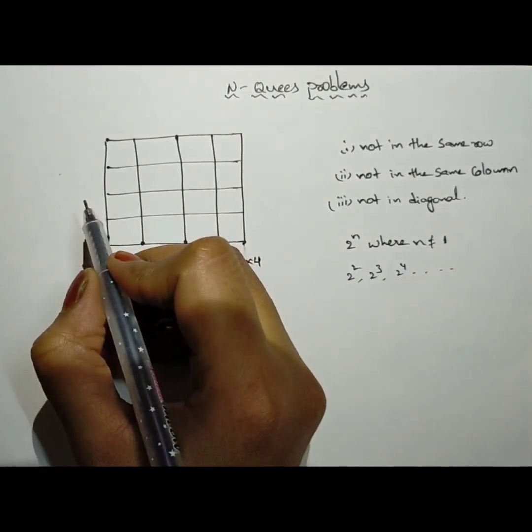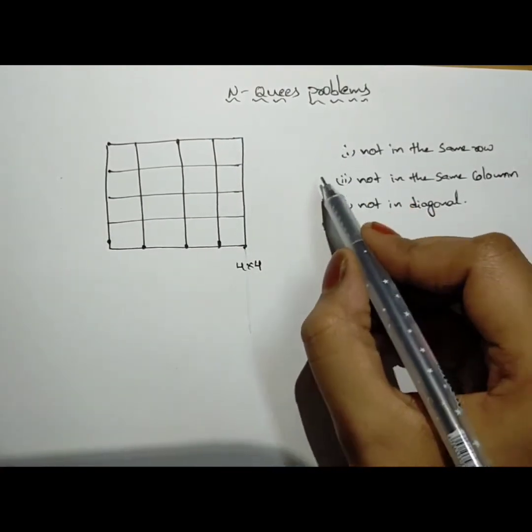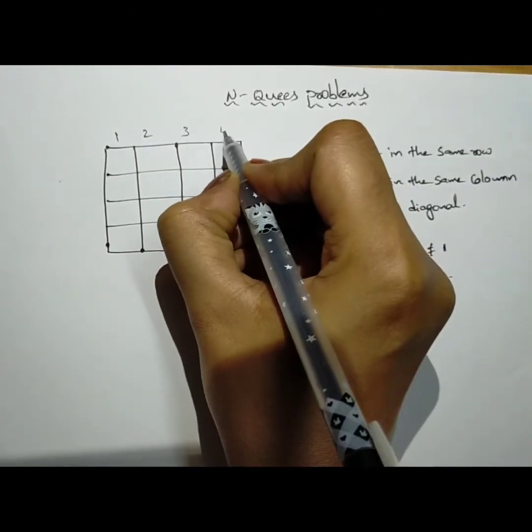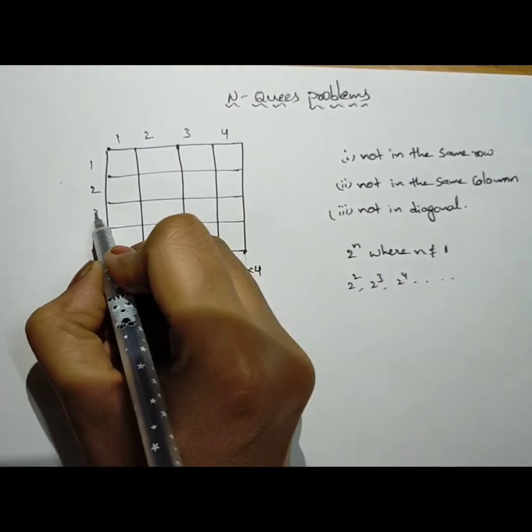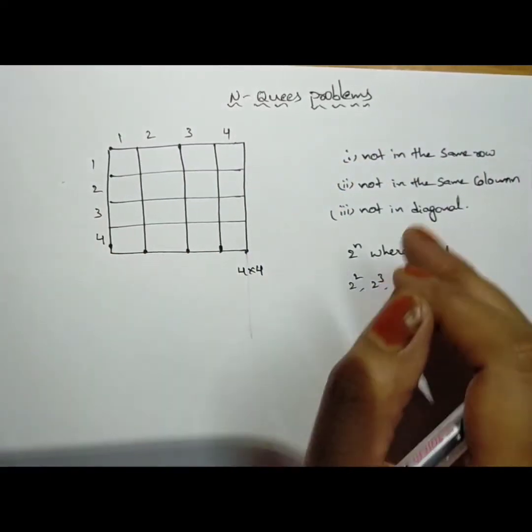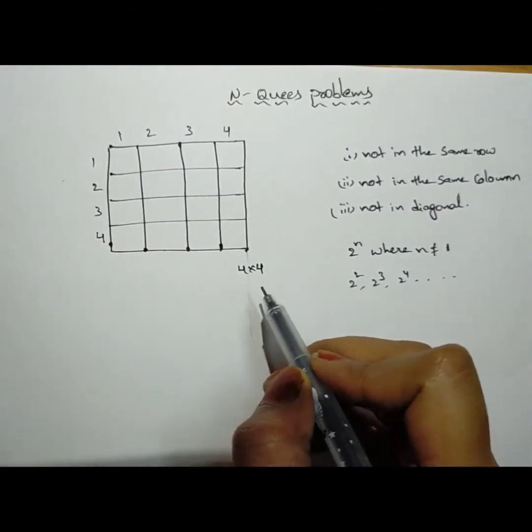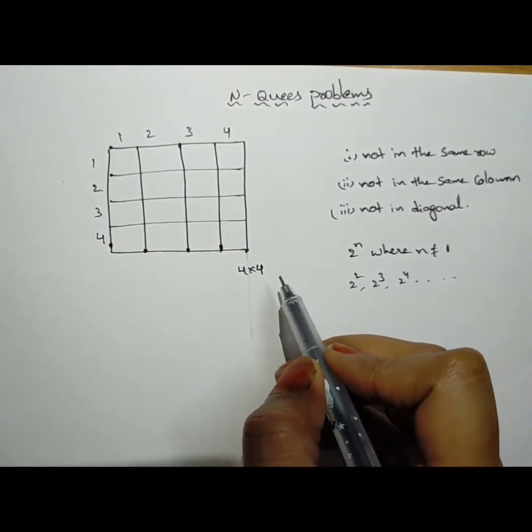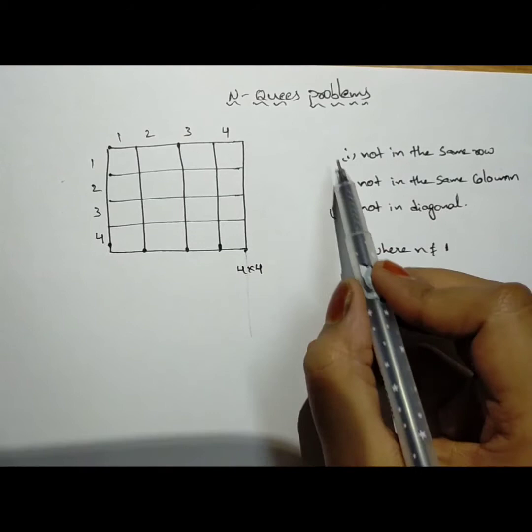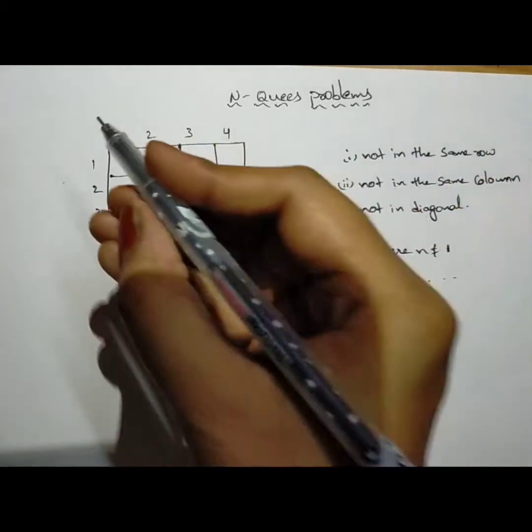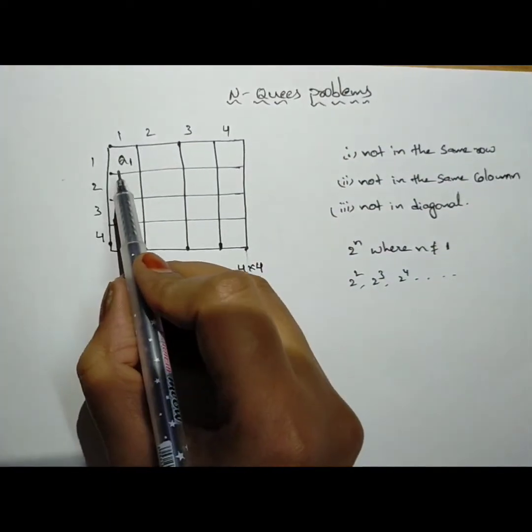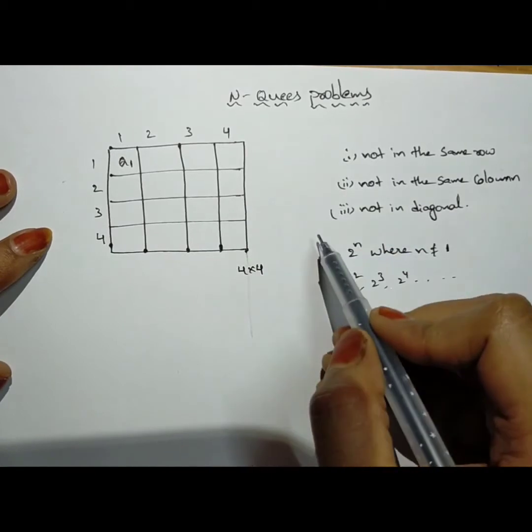Now let us see how the n-queens problem can be solved by using these three rules. I am representing this tabular form as 1, 2, 3, 4 and 1, 2, 3, 4. For solving the n-queens problem, if we are considering the 4 by 4 representation, then we need to place 4 queens in this tabular form by following these three rules. Here first I am placing the queen 1 in the first cell. For placing the second queen, we need to follow these rules.